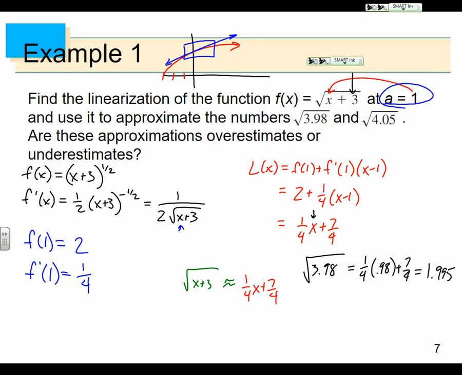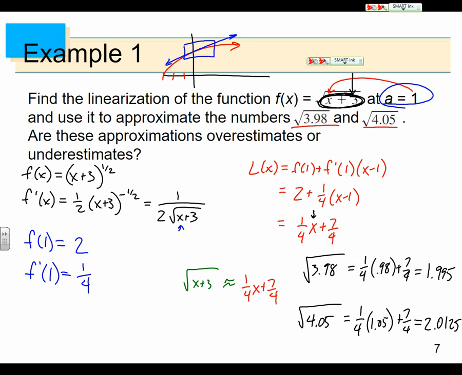Let me explain that again instead of having you work it. So if I'm doing 4.05, what would be my x that I plug in? My x is just going to be whatever I'm adding to 3 that's underneath this square root. In this case, it has to be 1.05, giving me a decimal approximation of 2.0125.